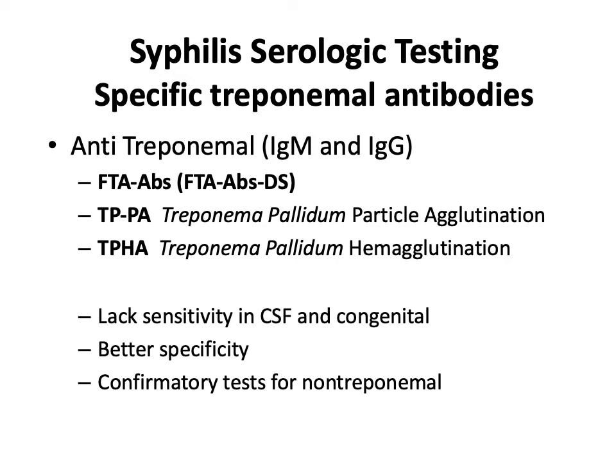Treponema pallidum particle agglutination, or TPPA, uses gelatin particles coated with antigen, whereas Treponema pallidum hemagglutination, or TPHA, uses RBCs coated with antigen. Some methods only detect IgG, whereas others detect both IgM and IgG.